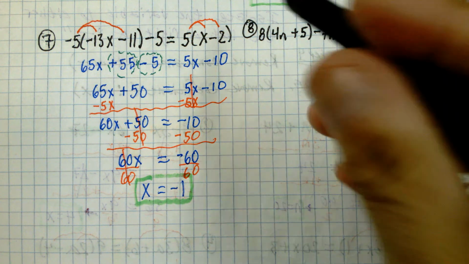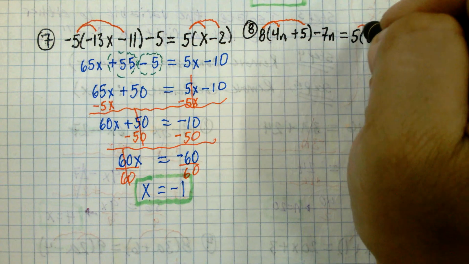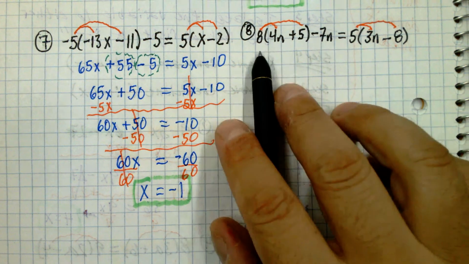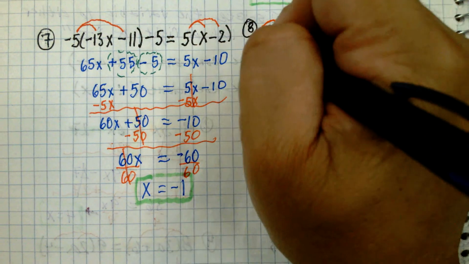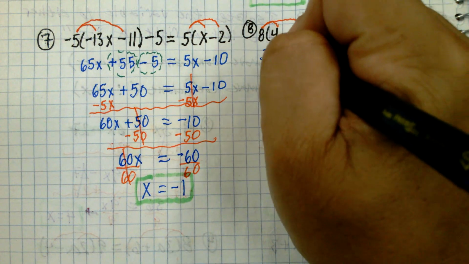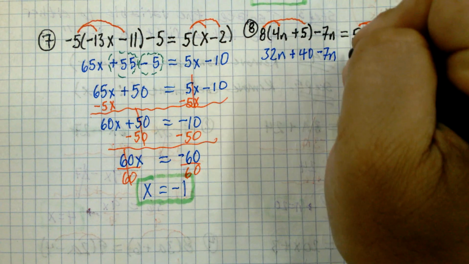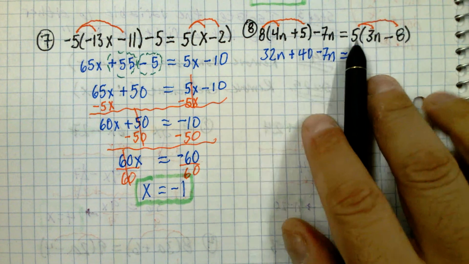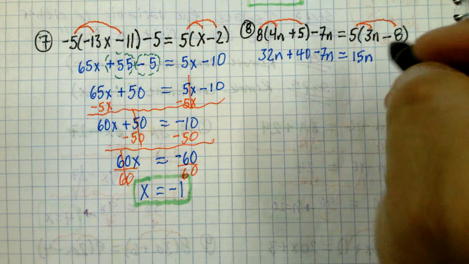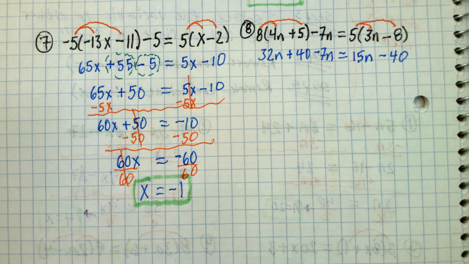We've got to distribute 8 here to these two, 5 here to these two. So let's do it. Let's see what we get. 8 times 4, 32n. Yes. And then 8 times 5 is 40, so plus 40 minus 7n equals 5 times 3 is 15n, and minus 40.